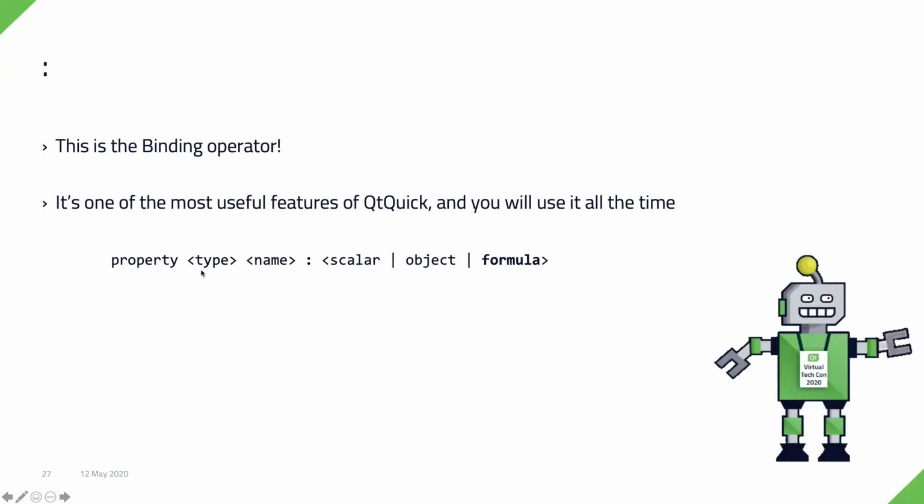We'll then say what type it is, and that's a scalar type like an int or a real. You can call it a var, so you can create JavaScript variants. And for items, we give it a name, and then we set the colon here, and then we can either give it a direct value like 1, 2, 3. We can give it the name of an object as well, so it will become an object, or we can give it a formula.